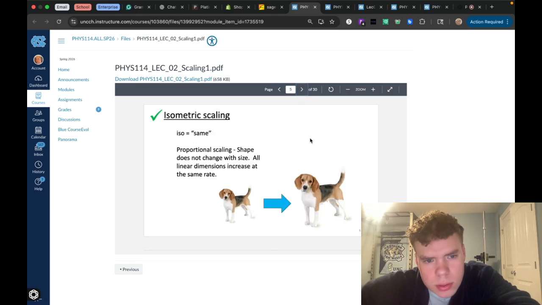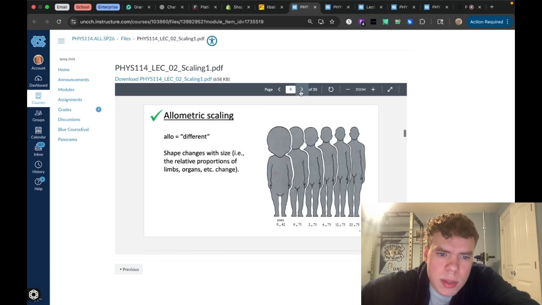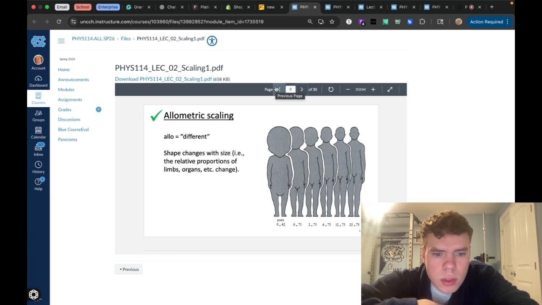Isometric scaling. So iso means same. Proportional scaling, shape does not change with size. All linear dimensions increase at the same rate. So is that isometric scaling or proportional scaling? I'm assuming isometric and proportional scaling mean the same thing, and allometric scaling means different. So shape changes with size, i.e., the relative proportions change.